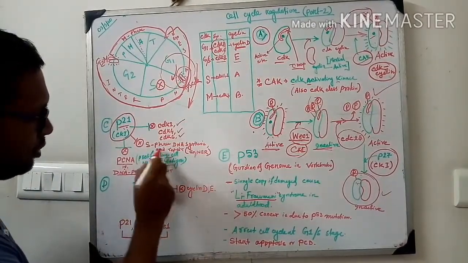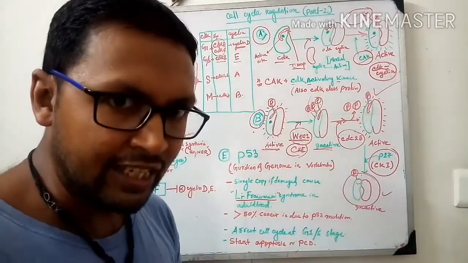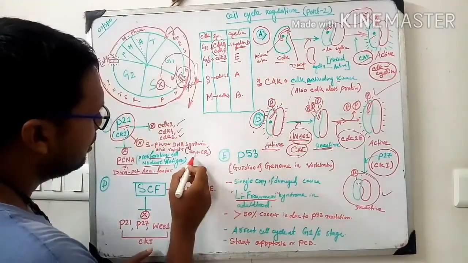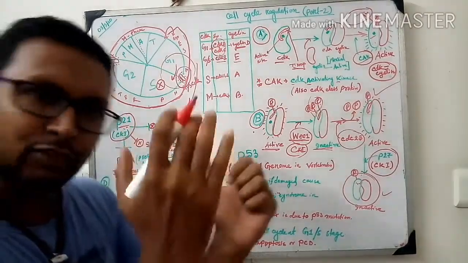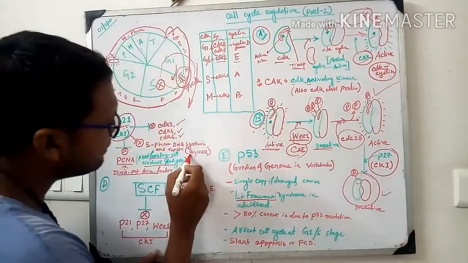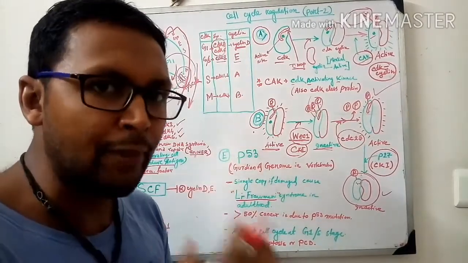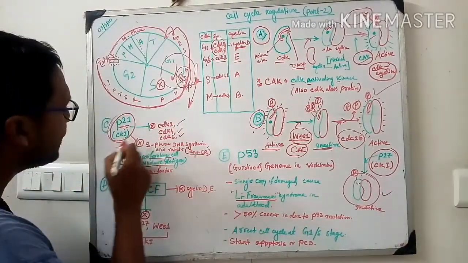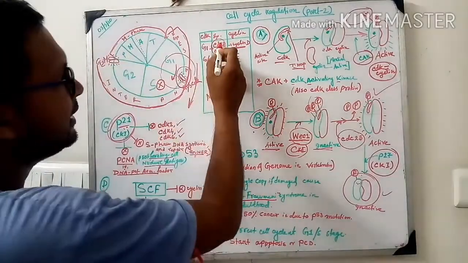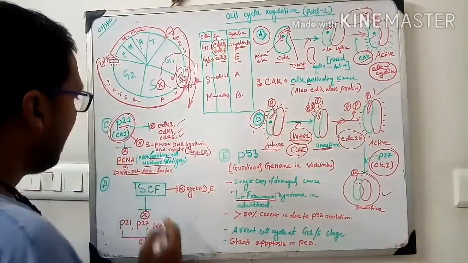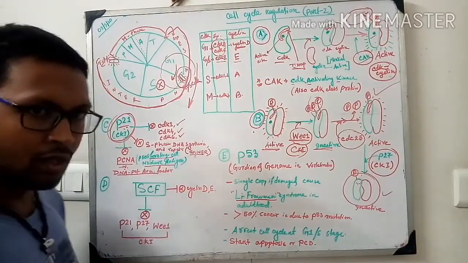Not only this, it also inhibits the DNA repair system. It inhibits DNA synthesis as well as repair, but the only exception is that nucleotide excision repair is not inhibited by the P21 protein. So P21 is a direct inhibitor of CDK4, CDK6, CDK2 as well as PCNA.